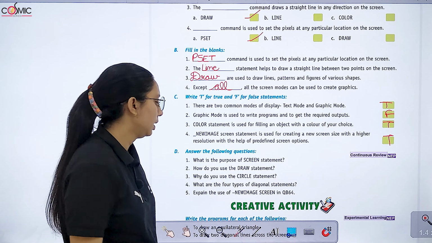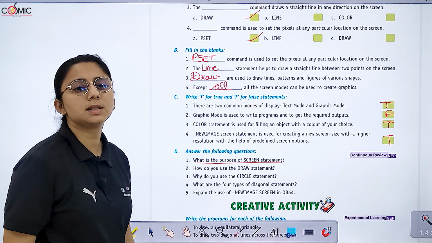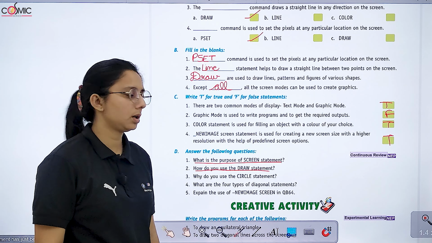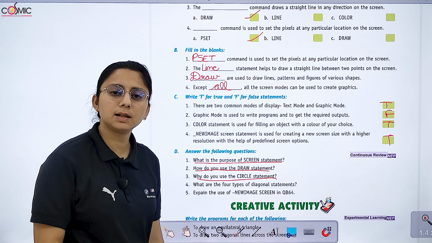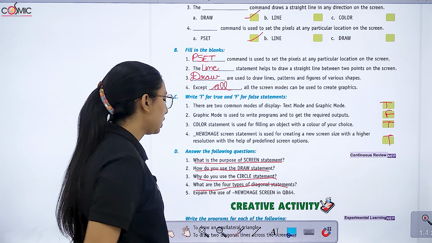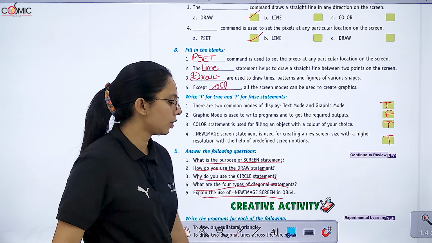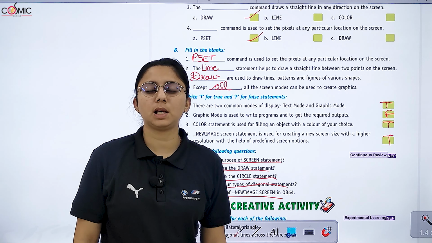It's true. Next is answer the following questions. What is the purpose of the SCREEN statement? Screen statement का purpose क्या है? What do you use the DRAW statement for? ठीक है? Why do you use the CIRCLE statement? आप circle statement का क्यों use करते हो? What are the 4 types of graphic statements? And explain the use of SCREEN NEWIMAGE in QB64. आपको new image screen जो है आपकी QB64 में उसको आपको explain करना है.